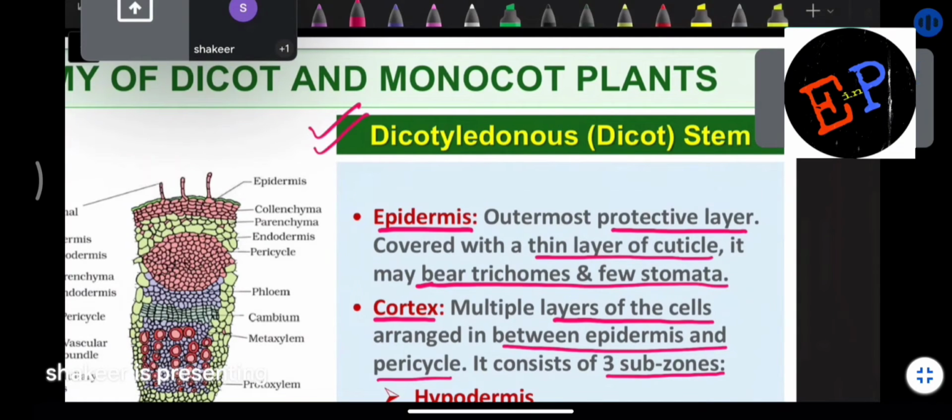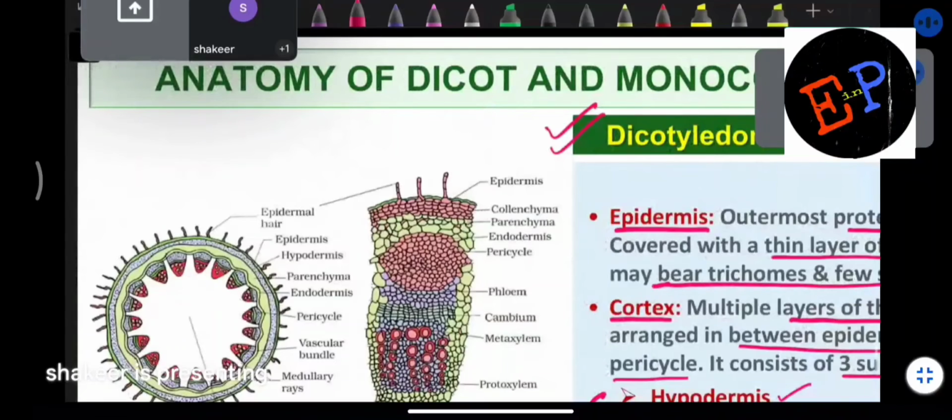Clear? So this cortex again has three layers. What are they? Hypodermis, cortical layers, and endodermis. Able to understand? So cortex is made up of what? Cortex is made up of hypodermis, cortical layers, and endodermis. So all these three you can call the cortex. Clear, no? That's it. Okay?